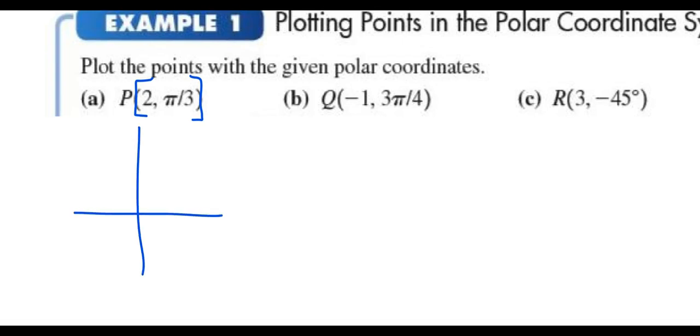So we rotate to pi over 3, that's 60 degrees. And we move out 2 units. 1, 2.